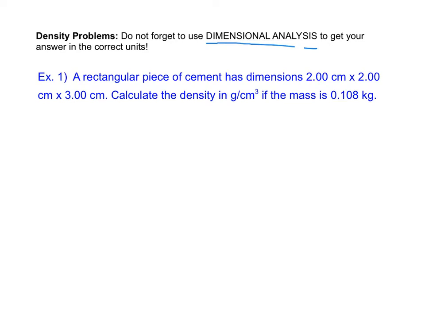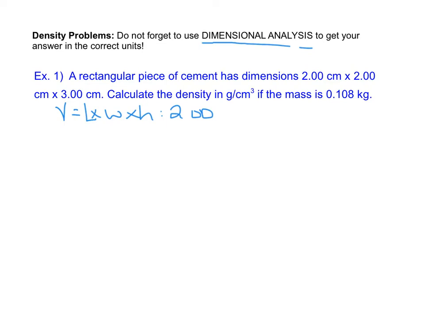So first, if we've got these dimensions, we need to find the volume. Remember, the volume is going to be length times width times height. In this case, it's going to be 2 centimeters by 2 centimeters by 3 centimeters. We've got to take all three of those dimensions and multiply them together. I'm going to ignore sig figs for a second. 2 times 2 is 4, times 3 is 12 centimeters cubed. And we have 3 sig figs in each number, so I need 3 sig figs in my volume. So there's half of my problem.